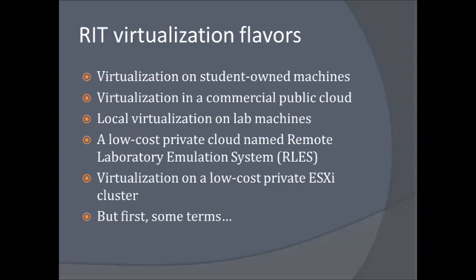Over the course of the last several years, we've had a number of different virtualization flavors or models that we've worked with, and I've outlined them here. We have virtualization on the student machines, what we might call local virtualization. Virtualization in the commercial public cloud, and that is mostly Amazon. We've also done server virtualization with ESX, and we've built ESX clusters or ESX private clouds. And we'll talk a little bit more about each one of these as we go, but before we get started, let's go over some of the terms that we're going to be using.